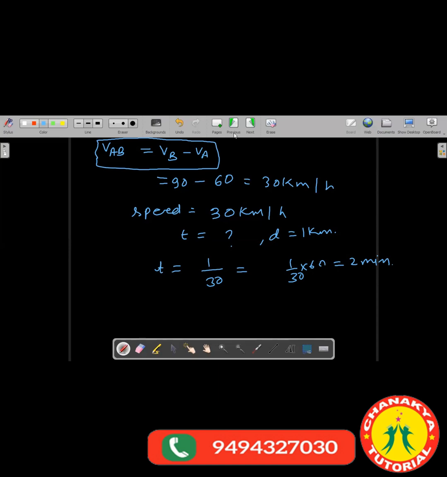Okay, I give you one more question here. Let's try to solve that out. Let's see if you are able to use the idea of relative velocity or not. So first of all, I'm giving you a simple one, and then I'll give you a little bit complex one.